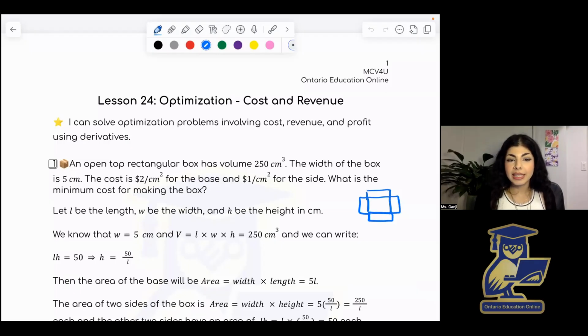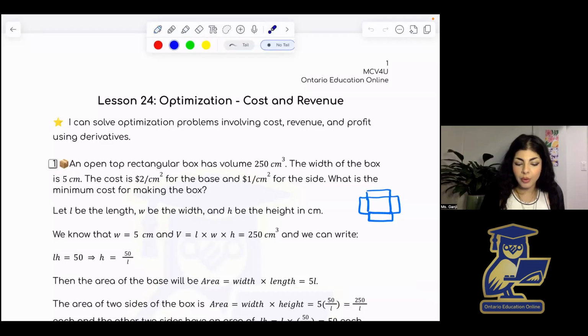Welcome to our next lesson on optimization. Today we are looking at cost and revenue. So you will be able to solve optimization problems involving cost, revenue, and profit using derivatives.